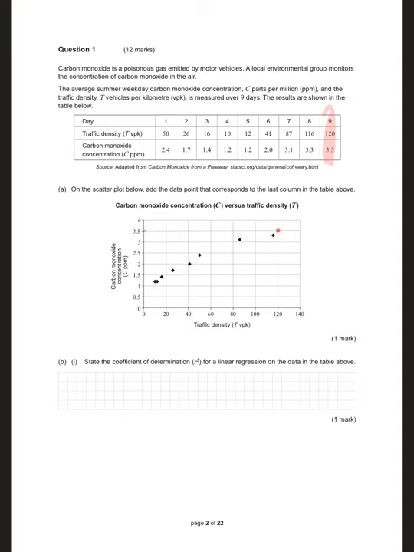State the coefficient of determination. For me to find that, I need to put the data in. So stat, edit, L2 clear, L1 clear. So the X data is 50, 26, 16, 10, 12, 41, 87, 116, 120, and the Y data is 2.4, 0.7, 1.4, 1.2, 1.2, 2.0, 3.1, 3.3, 3.5.